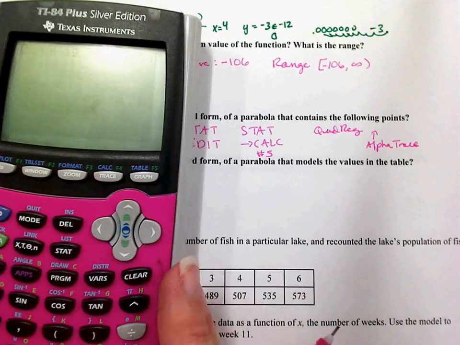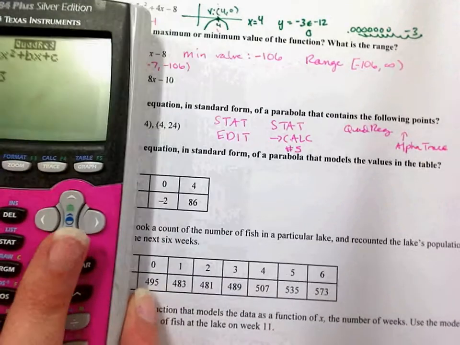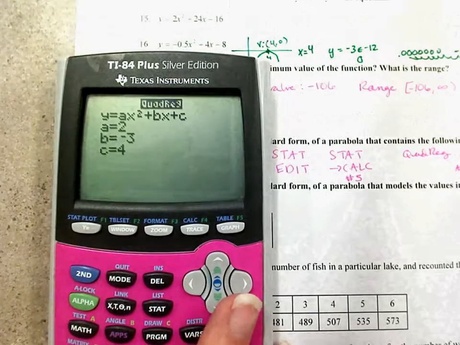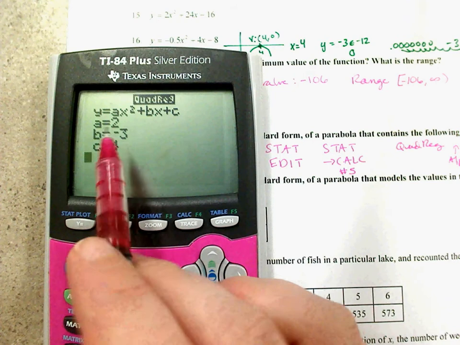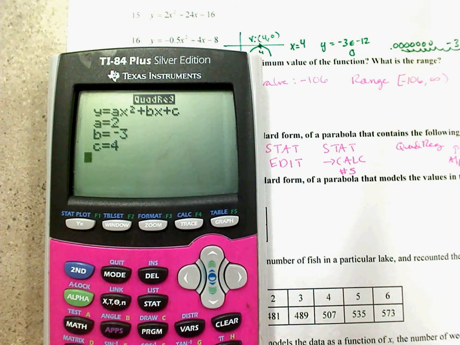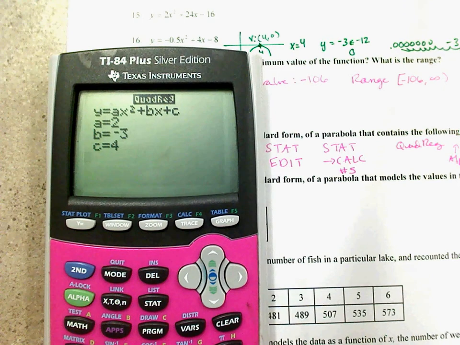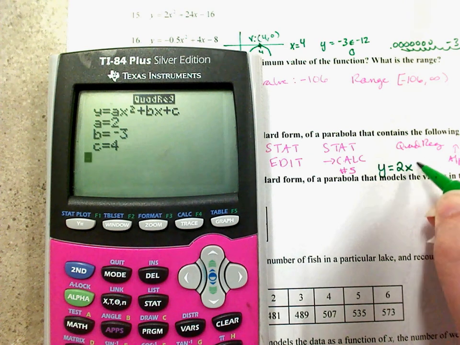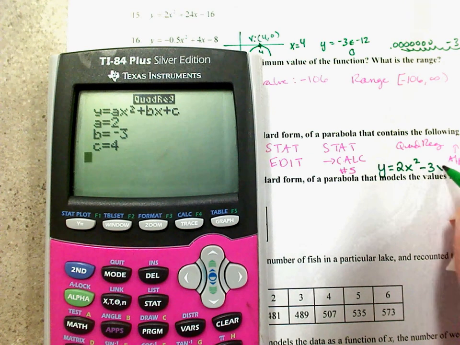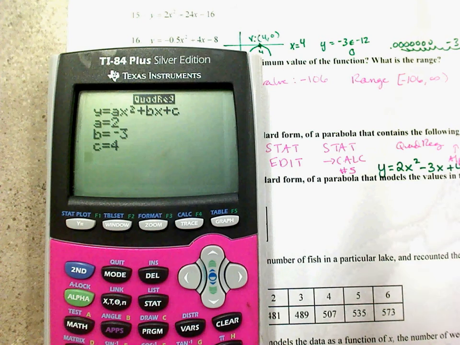Guys, if I'm asking you for the parabola in standard form, do I want you to write down y equals ax squared plus bx plus c and a equals 2, b equals negative 3, and c equals 4? Or do I want you to fill it in? I want you to fill it in. Y equals what? Okay. Bless you. And there we go. So y equals 2x squared minus 3x plus 4.